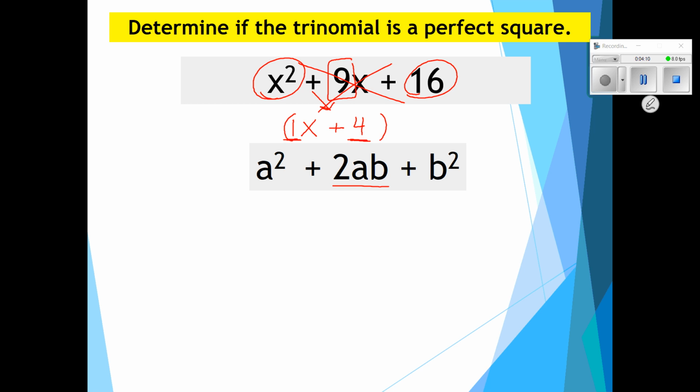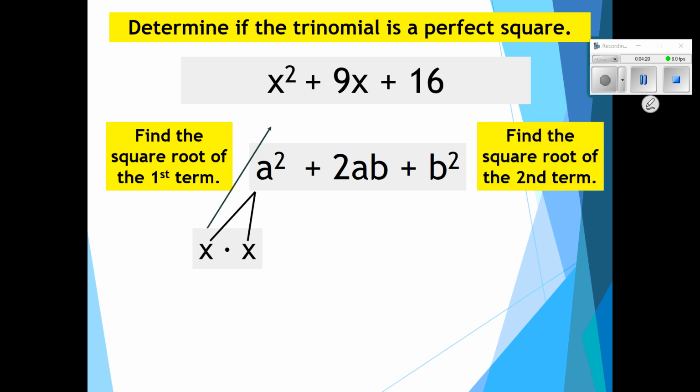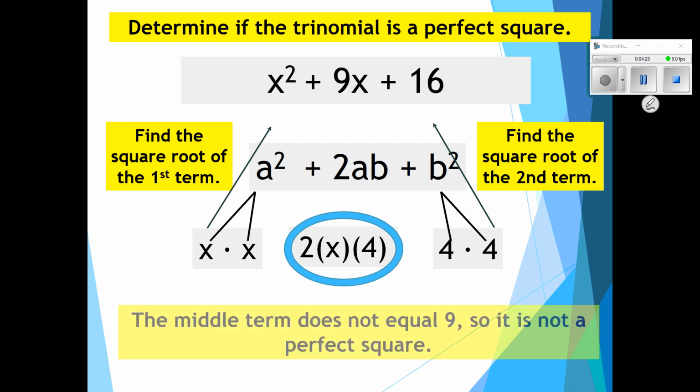We would have to use one of the other methods that we learned, such as reverse FOIL, since the leading coefficient is a 1. So it doesn't work for all trinomials, only perfect square trinomials that you have to check for. This does not check.